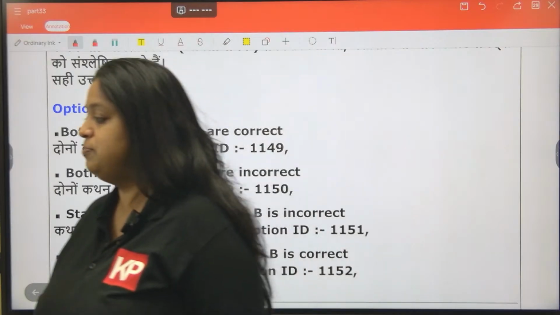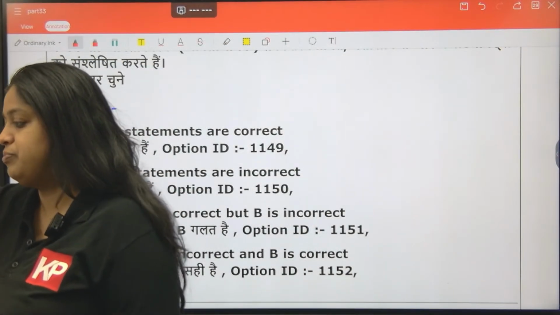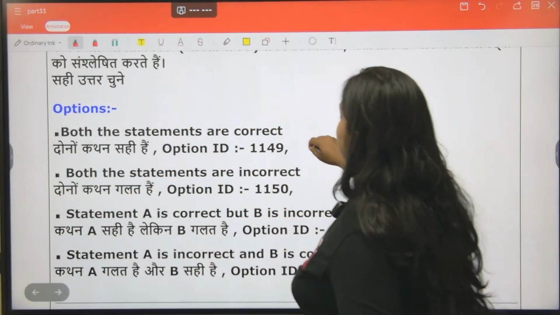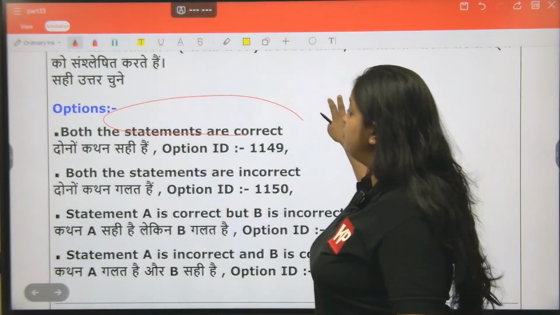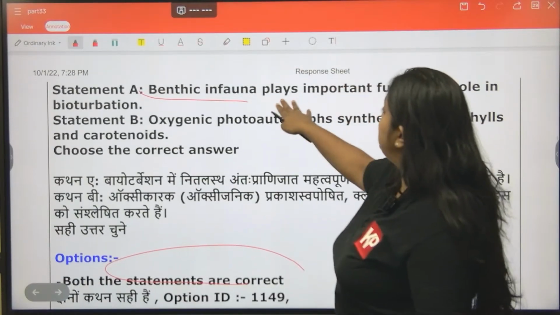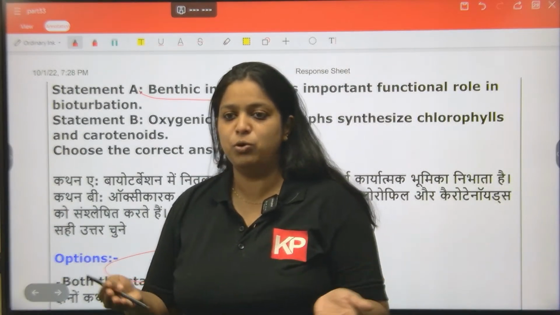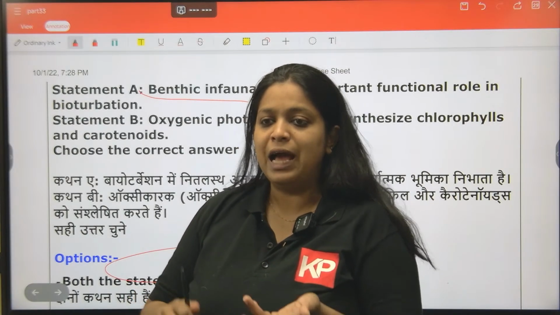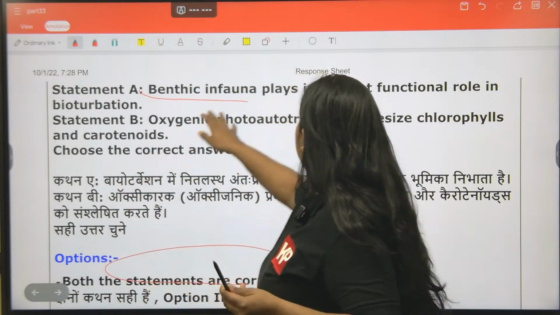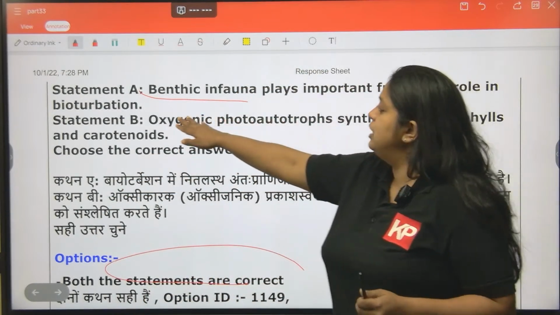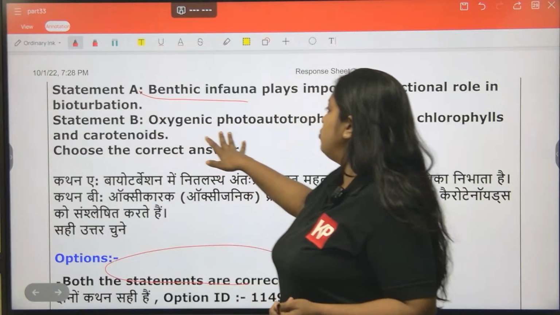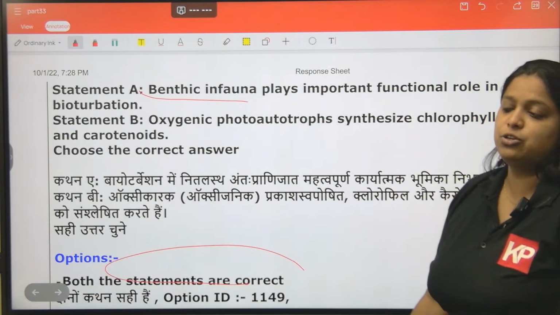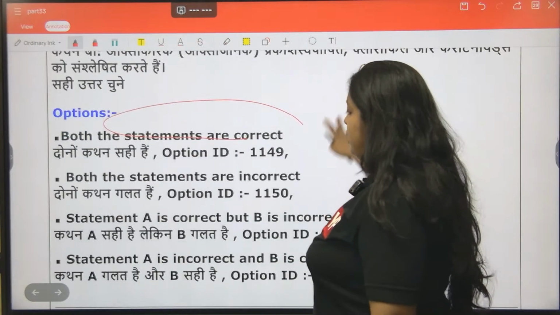Please answer this question. Both the statements are correct, right? Because benthic infauna means the one that is benthic means bottom dwellers, and infauna means they penetrate into the sea floor and live over there. So those are the important functional role in bioturbation. Next one is oxygenic phototrophs synthesize chlorophylls and carotenoids. So both the statements are correct.